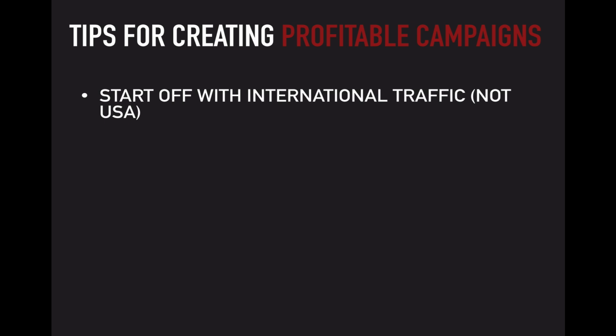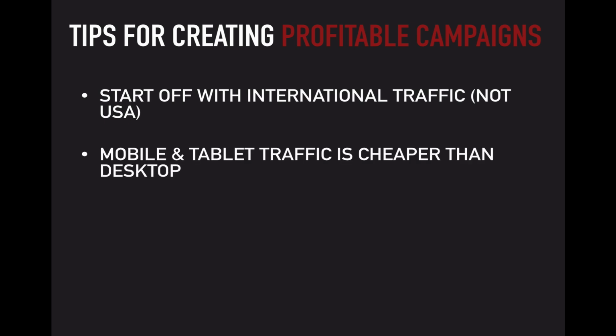Now, oftentimes you can find offers in other locations, like Australia, UK, Ireland, New Zealand, South Africa, that pay very similarly to offers that convert in the United States. You can find offers with similar conversion rates and similar payouts as USA offers. But the traffic price is going to be a bit cheaper in those locations most of the time. It's not always the case, but most of the time you can get away with that. So I would recommend starting off with international traffic, not USA traffic, first of all.